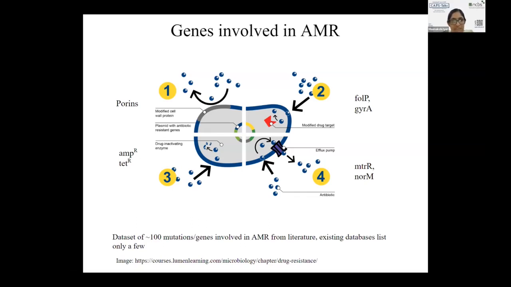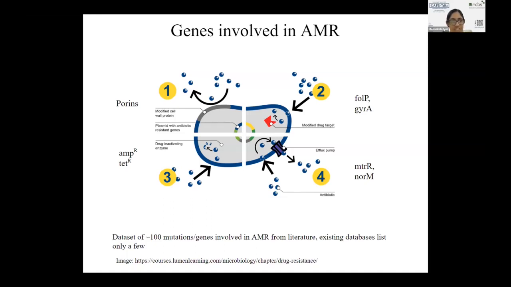Then we also have mutations in particular proteins such as ParE and gyrase A, where these mutations can result in poor binding of the drug to the target, resulting in resistance. Then we have other mechanisms such as MtrR, NorM and so on, which are similar to the porin mechanism. Then we have resistance plasmids, with examples being ampicillin and tetracycline resistance plasmids. If we look for these plasmids carrying particular resistance genes, we'll be able to say whether a particular strain harbors those drug resistance plasmids or not.